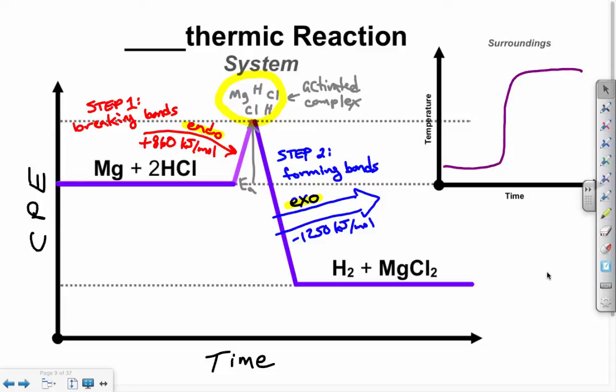When the energies during the bonds breaking step and the bonds forming step are compared, the sum of the two steps result in a net amount of 390 kilojoules per mole of energy released, as indicated by the negative sign.